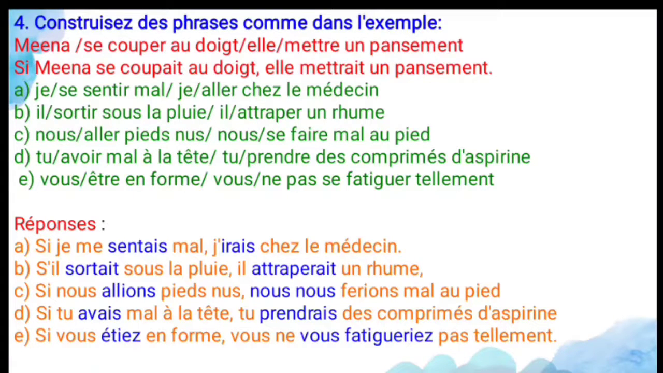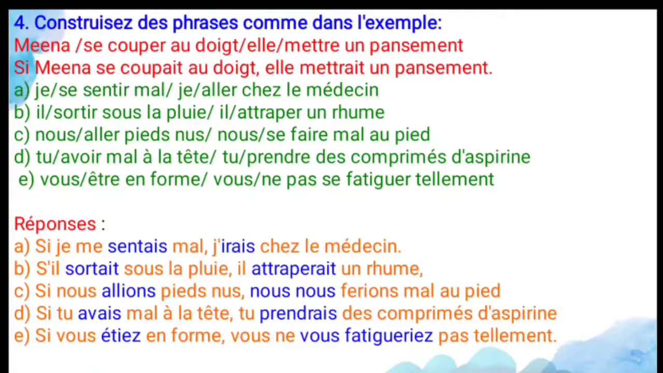And next D1, "tu avoir mal à la tête". Here the verb is avoir, which you have to conjugate in imperfect tense. So "si tu avais mal à la tête", if you had a headache. And here the verb is prendre. Prendre verb, it ends with E. You have to remove the E and add the endings. "Tu prendrais des comprimés d'aspirine". So you would take the aspirin tablets. If you had a headache, you would take the aspirin tablets.